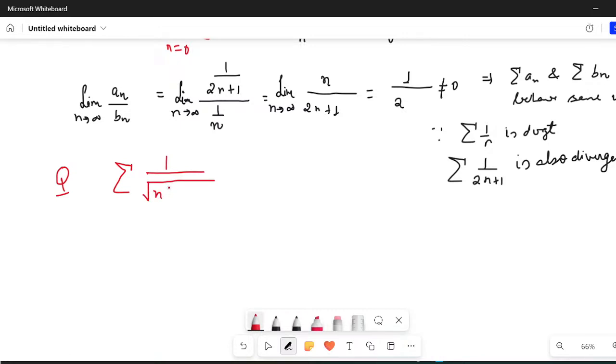Probably from tomorrow we are going to start with power series. There, questions regarding radius of convergence are also asked in the exam. So Taylor series we are going to discuss tomorrow, but today this is the last one for the infinite series. Just try to do this question.